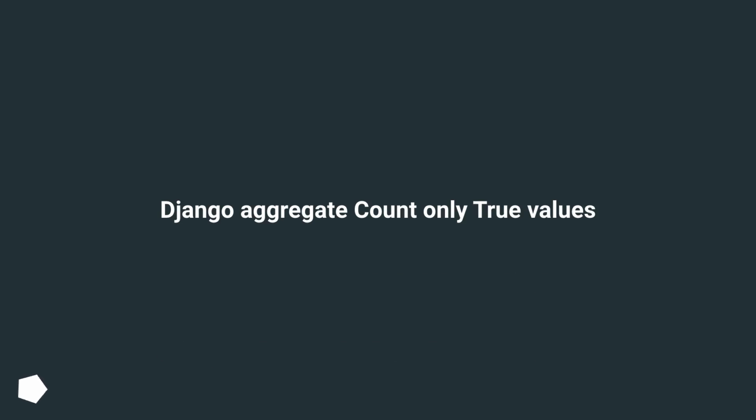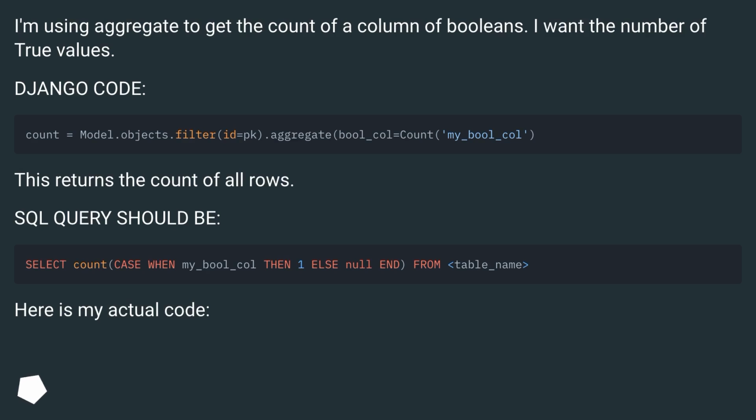Django aggregate count only true values. I'm using aggregate to get the count of a column of booleans. I want the number of true values. Django code. This returns the count of all rows. SQL query should be.